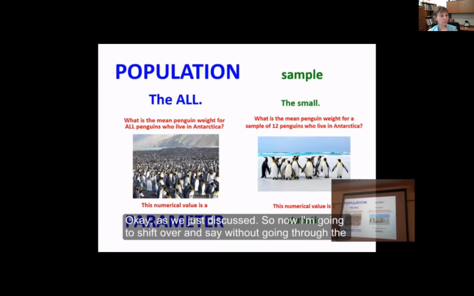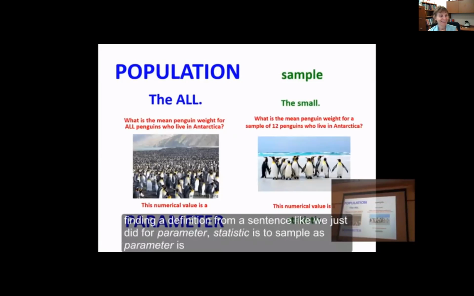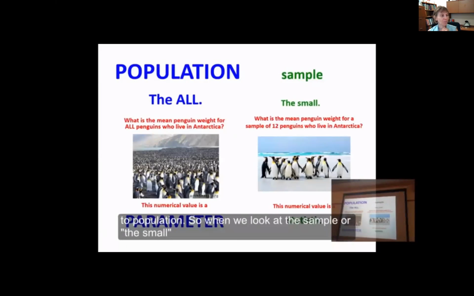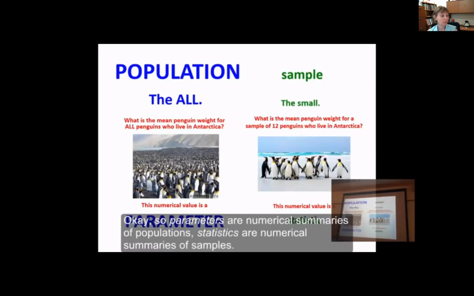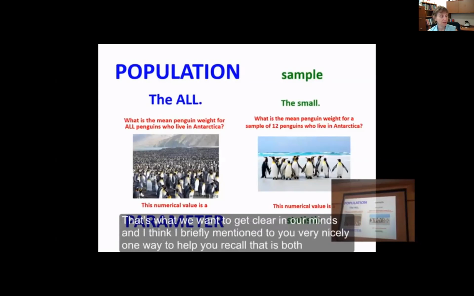So now I'm just going to shift over and say, without going through finding a definition from a sentence like we just did for parameter, statistic is to sample as parameter is to population. When we look at the sample, the small, what's the mean penguin weight for a sample of 12 penguins who live in Antarctica? Then that numerical value would be called a statistic. So parameters are numerical summaries of populations. Statistics are numerical summaries of samples. That's what we want to get clear in our mind.